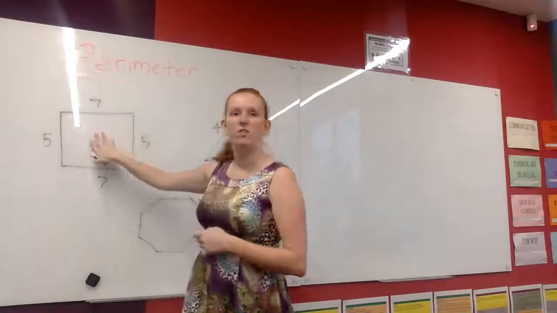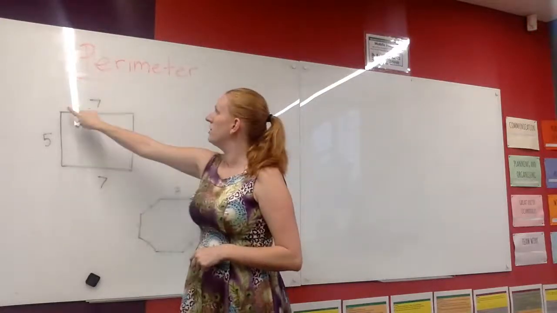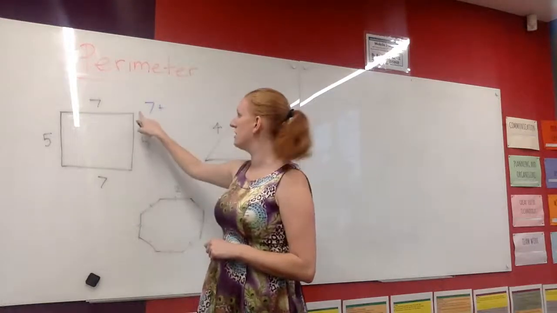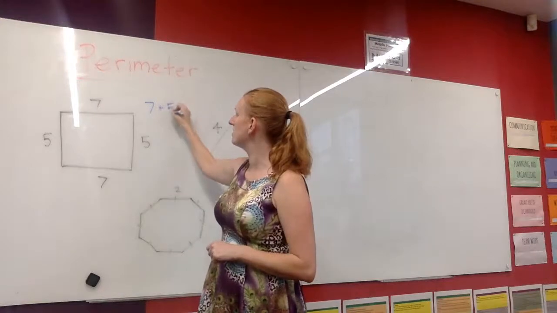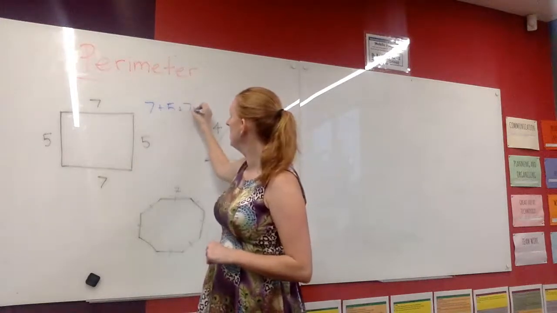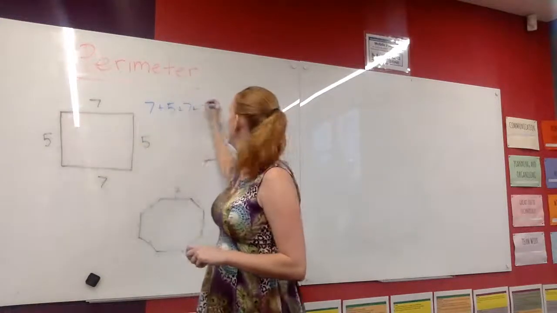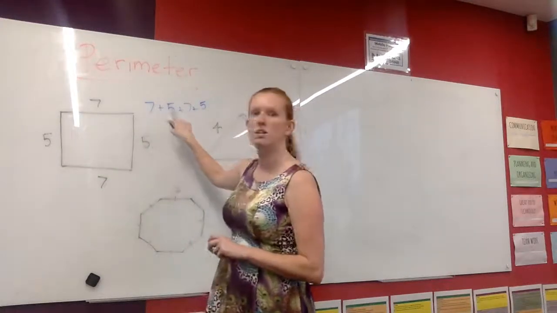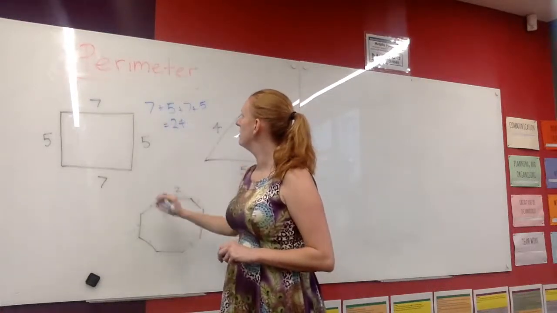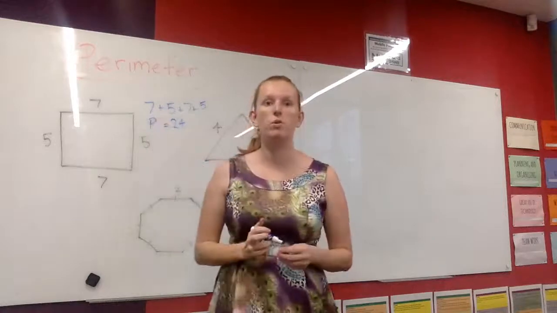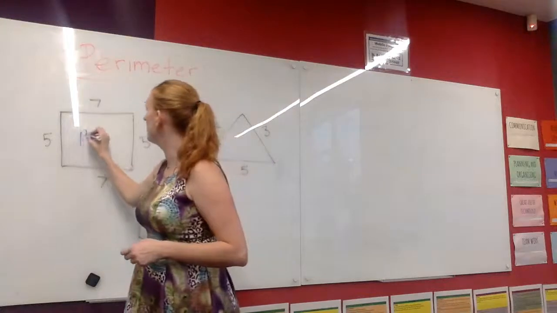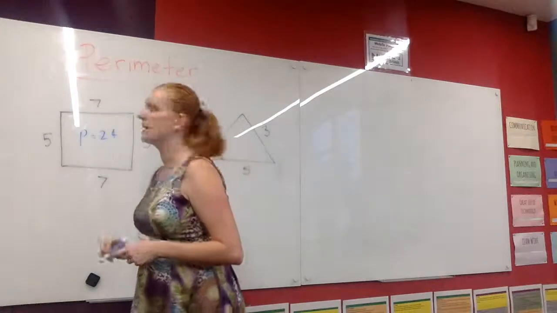So in this case, for this particular rectangle, the length here is 7, so I add 7 plus the next length, which is 5, so 7 plus 5, plus the next length, which is 7, and then the next length, which is 5. So 7 plus 5 plus 7 plus 5 gives me 24. So P, which is short for perimeter, for this particular rectangle is 24. I'm going to write that inside, just so it's easy to see.